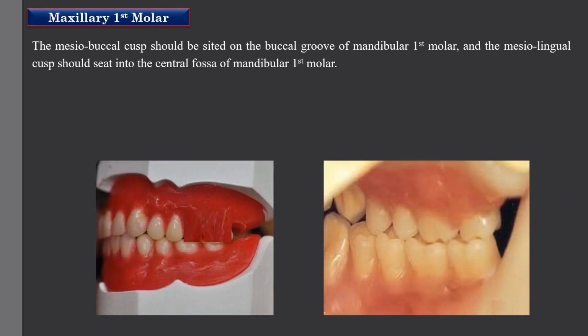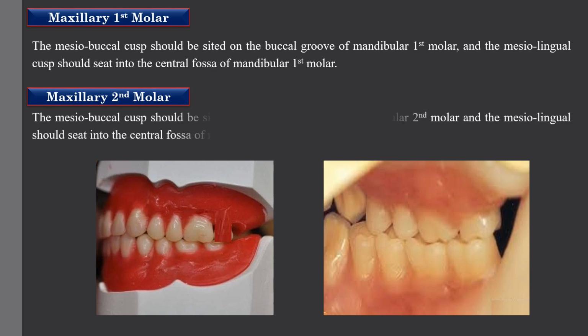Maxillary first molar. The mesiobuccal cusp should be seated on the buccal groove of the mandibular first molar, and the mesiolingual cusp should be seated into the central fossa of the mandibular first molar. Maxillary second molar. The mesiobuccal cusp should be seated on the buccal groove of the mandibular second molar, and the mesiolingual cusp should be seated into the central fossa of the mandibular second molar.